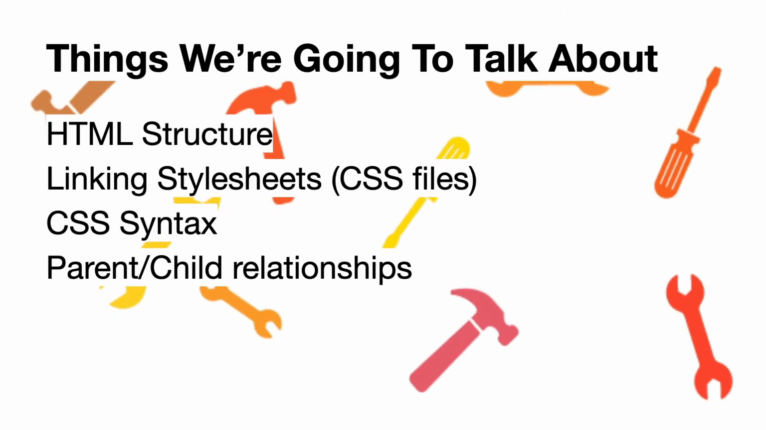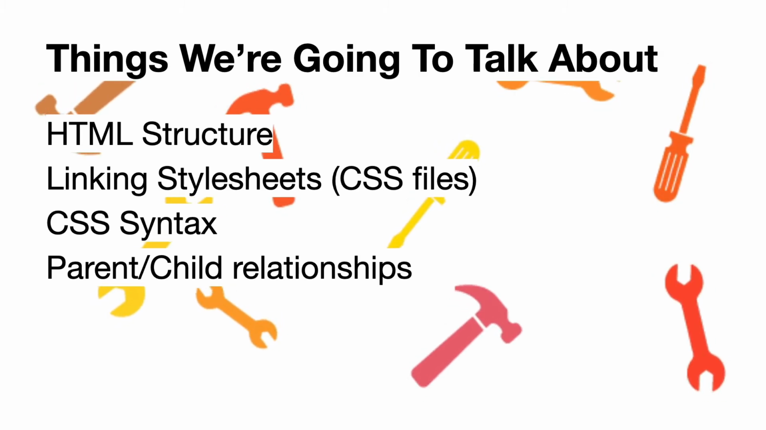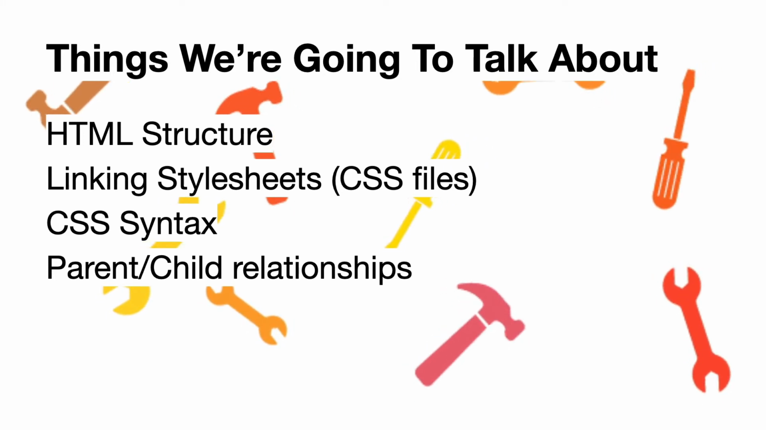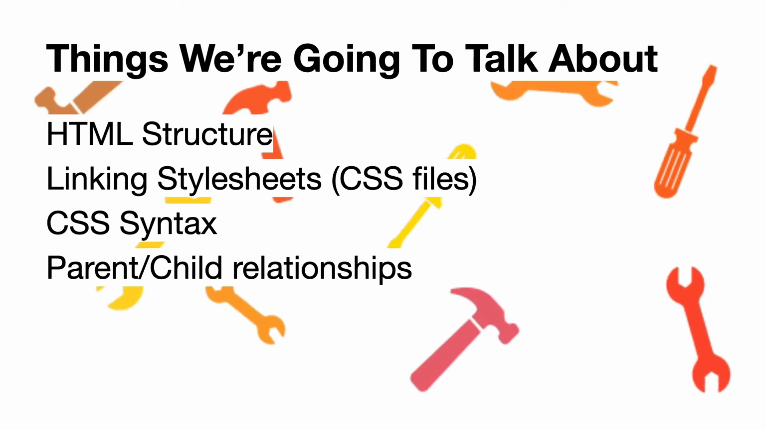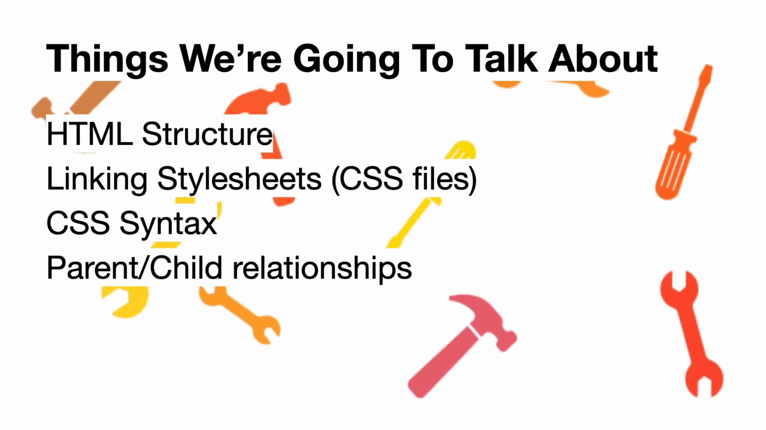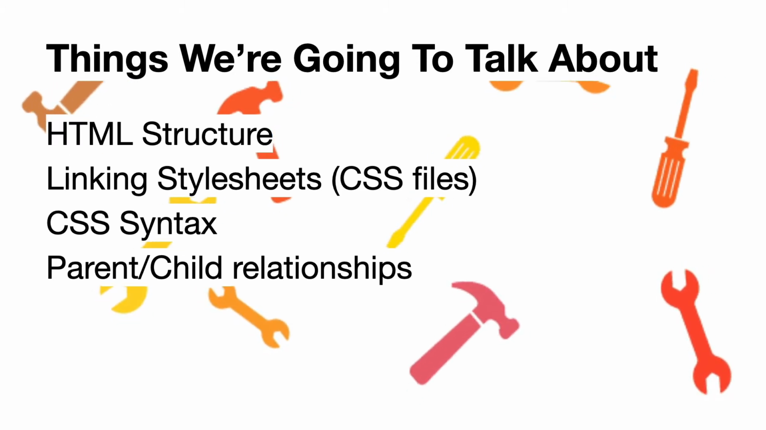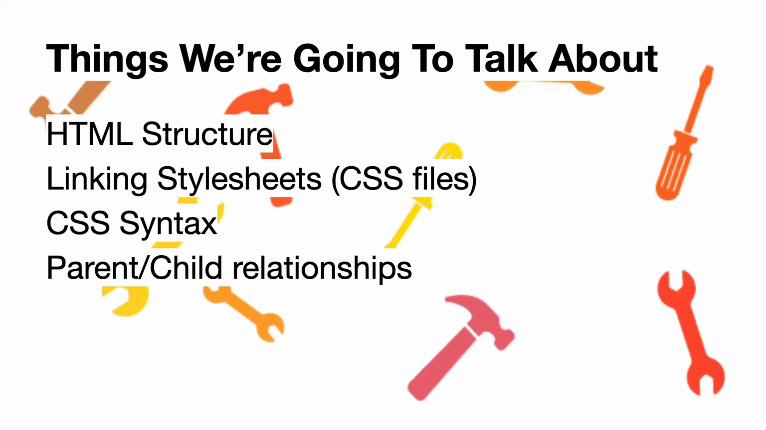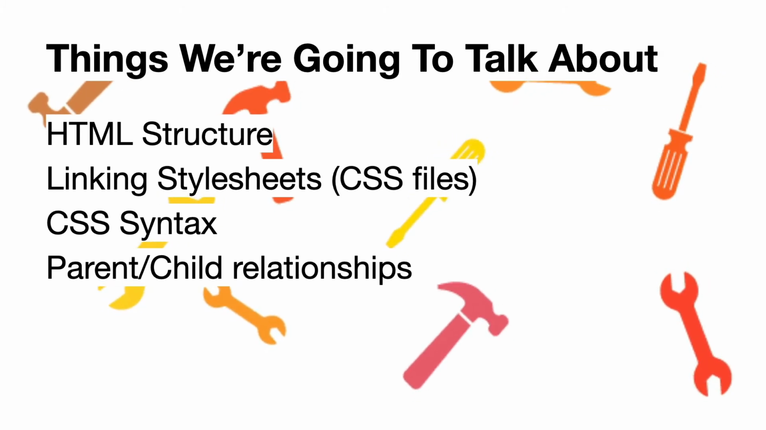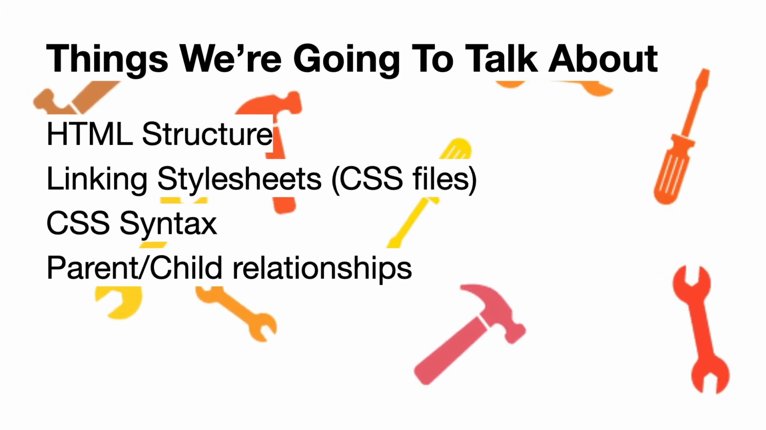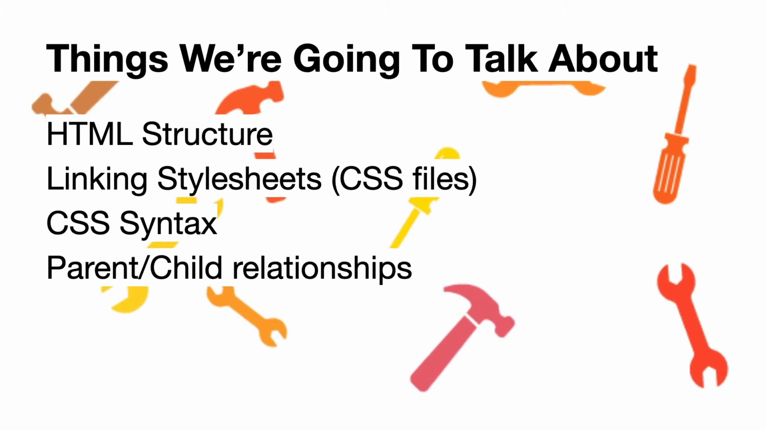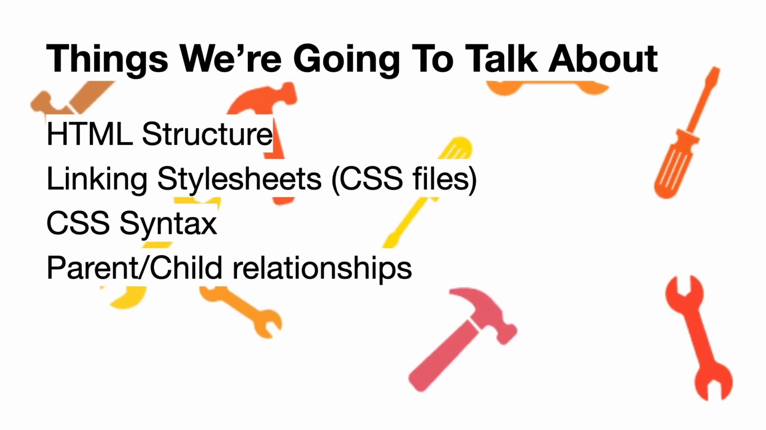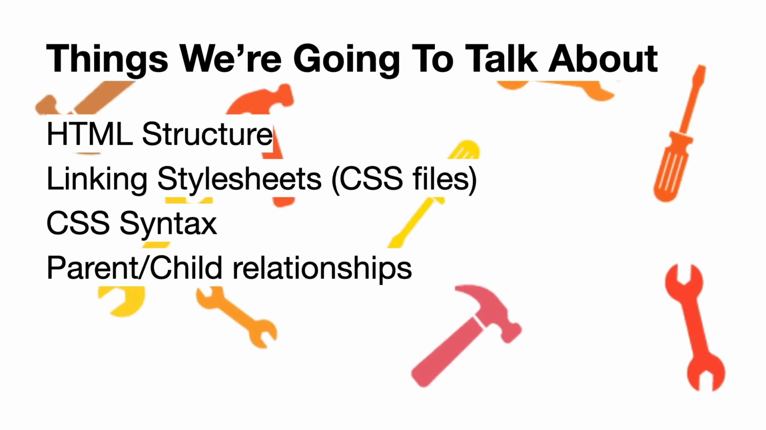HTML is very, very specific, and CSS is less specific. But let's take a look. So some things we're going to talk about. We're going to talk about HTML structure. Again, that's that really specific structure that I was alluding to. It's very, very important that HTML gets written in a very certain way. And then we're going to talk about how we connect or link HTML and CSS files. We're going to talk about CSS syntax, so how you write CSS. And then we're going to talk about parent-child relationships, because those relationships within the context of web design really matter for when you're adding CSS and trying to move stuff around and make things look good.